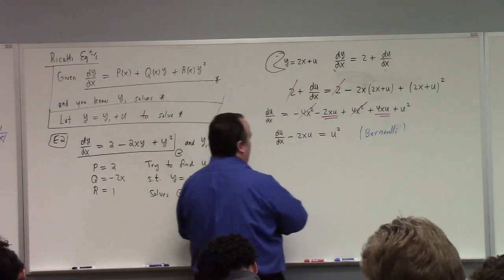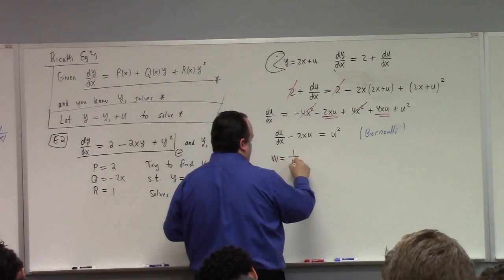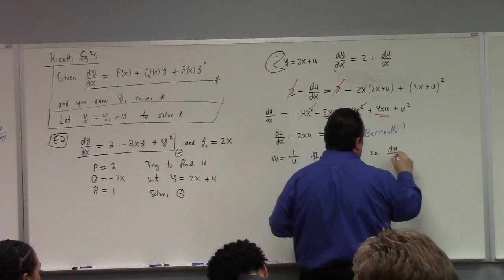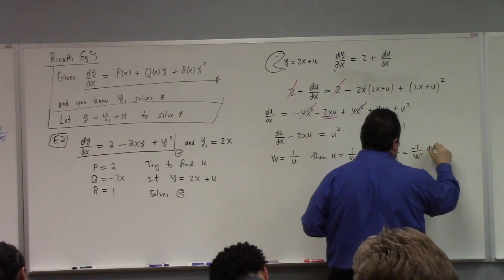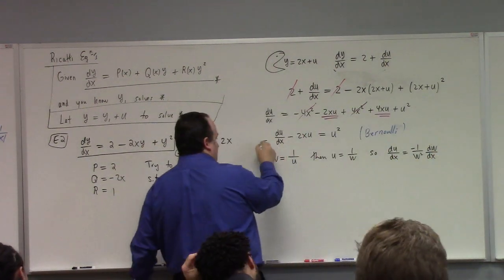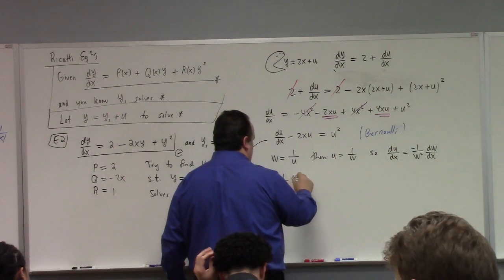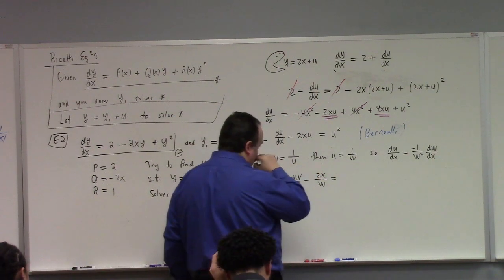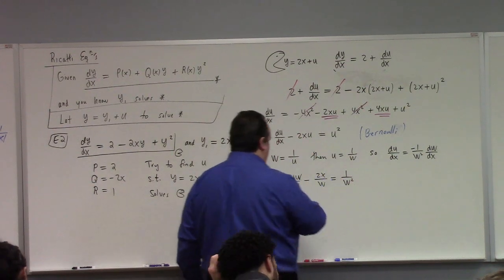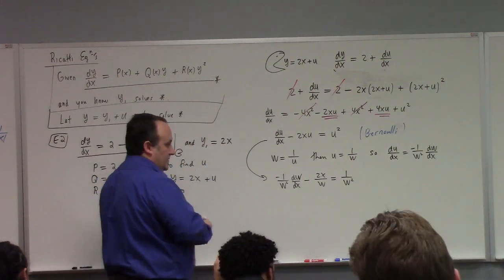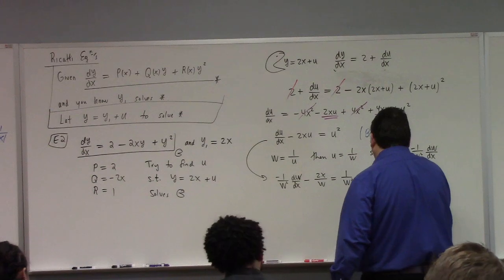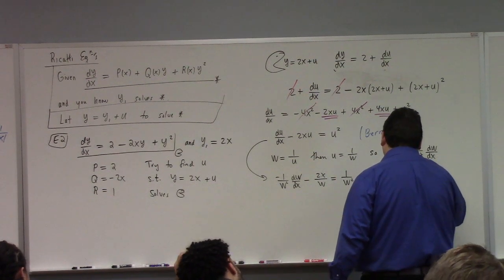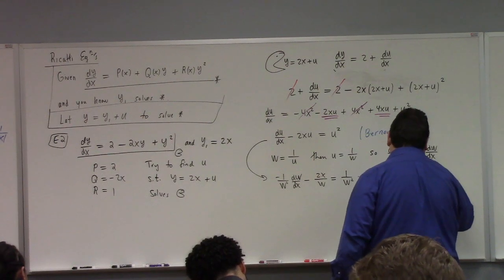Well, anyway, given this, I make a w equals 1 over u substitution. Then u is equal to 1 over w, so du/dx is minus 1 over w squared dw/dx. This is the same as I did in example 1. So that brings me to minus 1 over w squared dw/dx minus 2x over w equals 1 over w squared. Multiply by minus w squared, like we did before, and that gets us to dw/dx plus 2xw equals minus 1, because there's a minus.